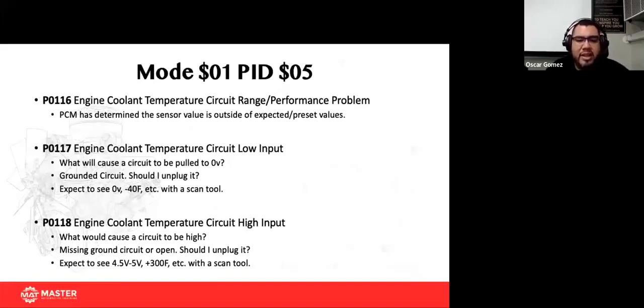Okay, so these three things are ones that you should know off the top of your head. If you see circuit range performance, that's telling you that it's outside of expected parameter or the value is not where it should be. If you see circuit low, what's pulling it to ground? This thing's shorted to ground. Go unplug it and see if the value changes. If you have circuit high, it's probably missing the ground or it's unplugged. Okay. So those are three things that if you don't take anything else from today, those three are going to help you guys just become the baddest diagnostic techs out there just by understanding those three.